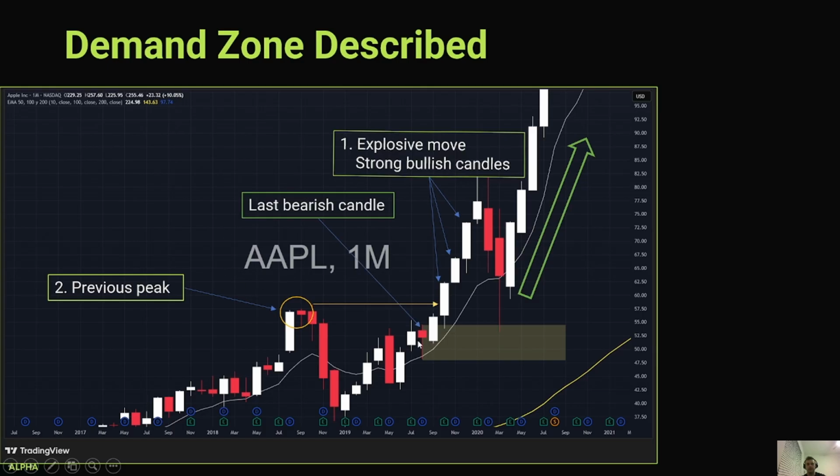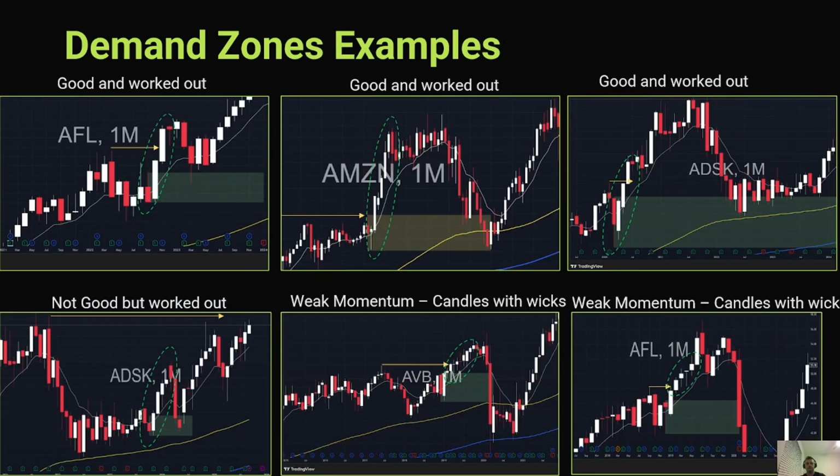The last bearish candle, which is this one, before the explosive move, is used to mark the zone. What we do is we wait for the price to come back to that zone. As you can see in this example, the price just bounced off and went into an uptrend. Now let us look at a few demand zone examples. The top three are good examples that actually worked out. The bottom three images show some zones that I do not consider to be acceptable.